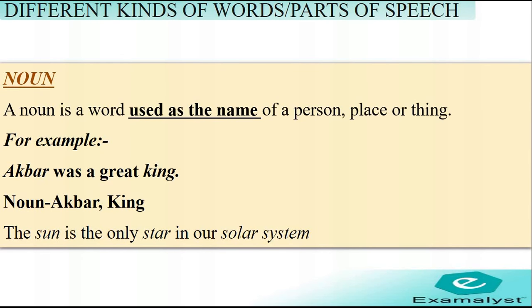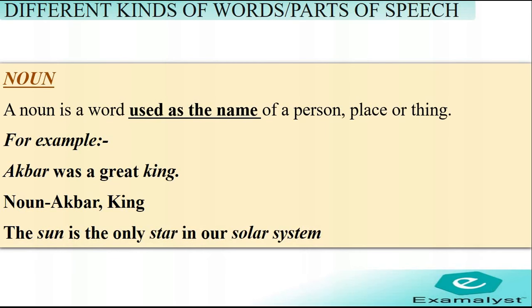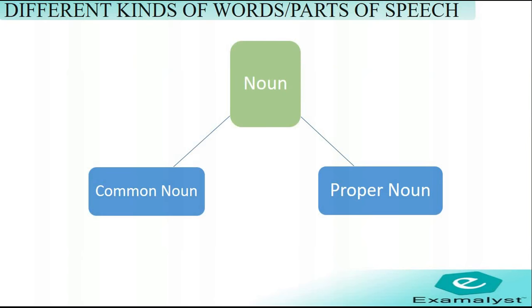Similarly, in the following sentence, the sun is the only star in our solar system. The nouns are sun, star, and solar system. The reason you all might have got by now. Let's proceed. Noun is of two types, common noun and proper noun.